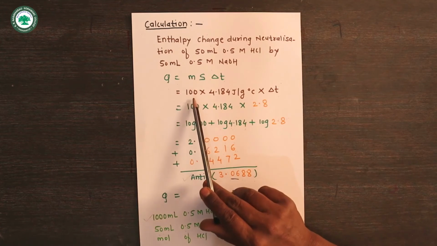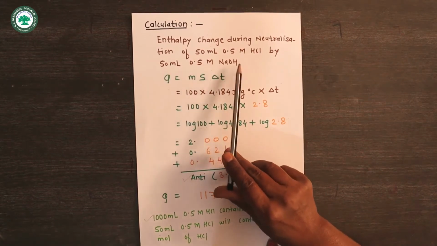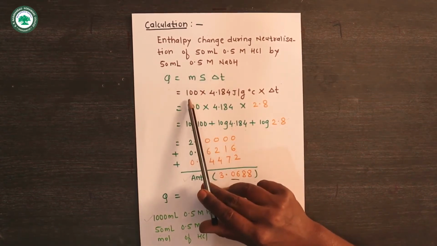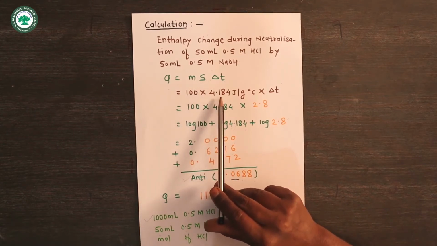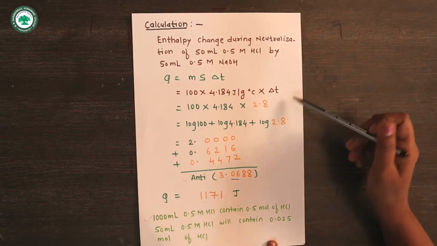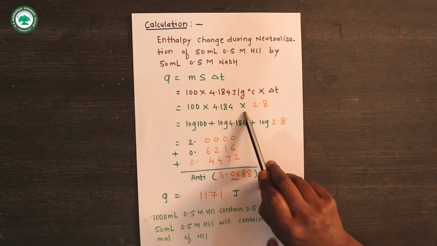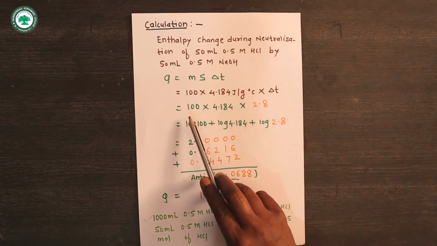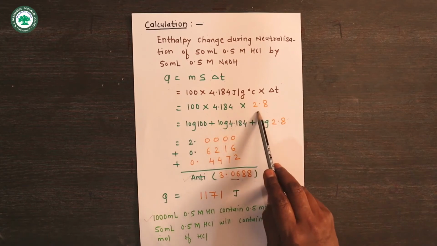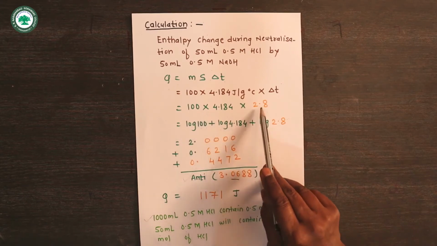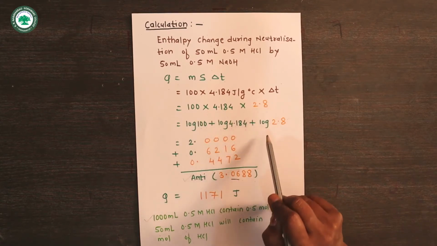Here m is 100, because we have considered 50 ml of HCl solution and 50 ml NaOH solution. 50 plus 50 gives a total mass of 100, into the specific heat capacity of water, which is the constant 4.184 joule per gram degree Celsius, into the rise in temperature ΔT. So 100 × 4.184 × 2.8. Now all these quantities are multiplied with each other, and so in the logarithmic calculation we have to consider the sum of their logs: log of 100 plus log of 4.184 plus log of 2.8.